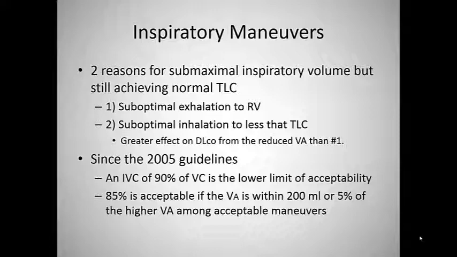This, number 2, has a greater effect on diffusion, though, than the former, because it's reducing your alveolar volume more so. And remember, we need to calculate that alveolar volume, do that really fancy equation I showed that's really complicated in that one slide. We're going to come back to it in a minute, blow you away again. Okay, now since the 2005 guidelines, 2005 said we needed an IVC of 90% of the vital capacity as the lower limit of acceptability. Well, okay.